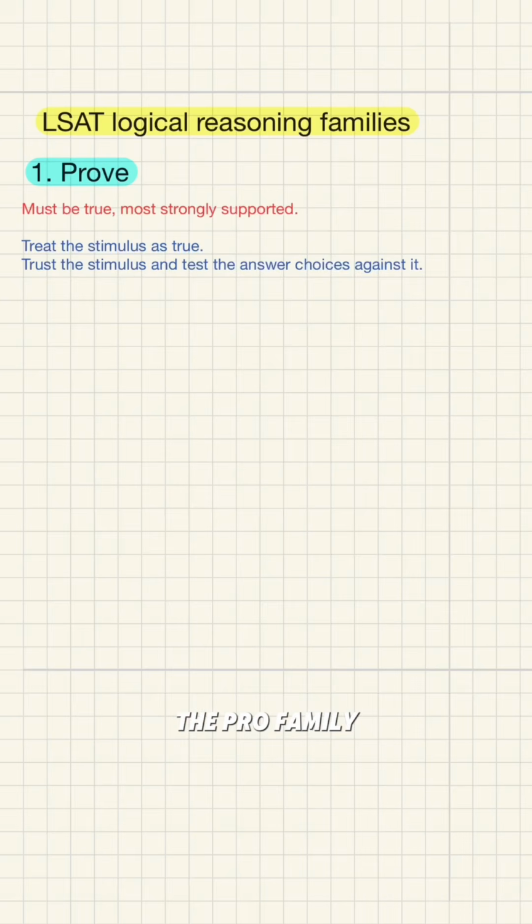Family 1 is the prove family, which includes questions like must be true and most strongly supported. These questions treat the stimulus as completely true. You're not allowed to question it. Your job is to identify the answer choice that logically follows from the information provided. In other words, if the stimulus is true, which answer must also be true? The right approach here is to trust the stimulus and test the answer choices against it.